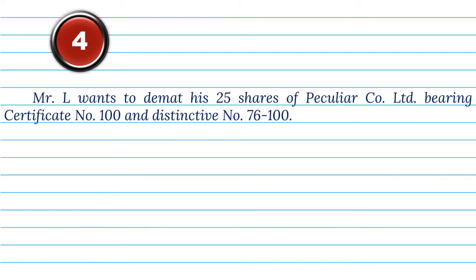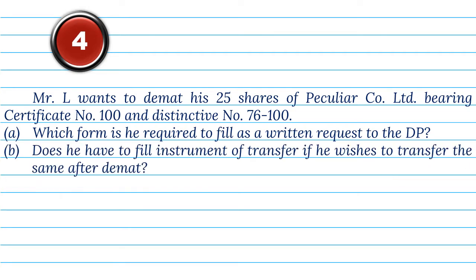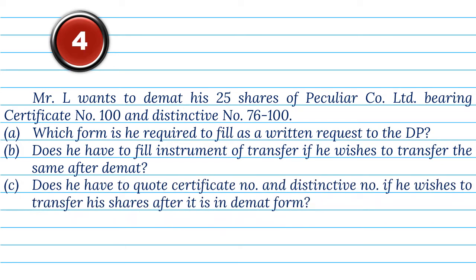4. Mr. L wants to demat his 25 shares of Peculiar Company Limited, bearing certificate number 100 and distinctive number 76 to 100. A. Which form is he required to fill as a written request to the DP? B. Does he have to fill instrument of transfer if he wishes to transfer the same after Demat? C. Does he have to quote certificate number and distinctive number if he wishes to transfer his shares after it is in Demat form?